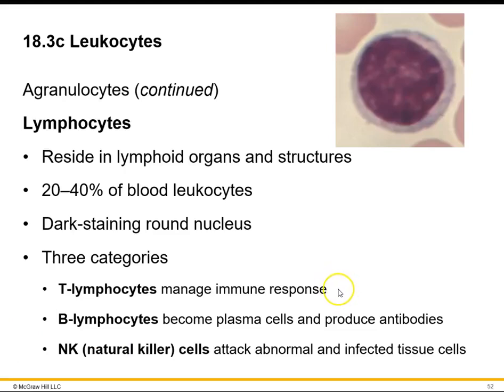Some are involved in regulation of the immune response. Others are involved in directly killing infected cells. B cells, or B lymphocytes, grow up to become these things called plasma cells. And what plasma cells do is they produce antibodies. And then natural killer cells patrol the body and attack abnormal cells, such as cancerous cells and infected cells. And we'll talk more about all of these in detail, as well as the other white blood cells, when we get to our chapter on the immune system.